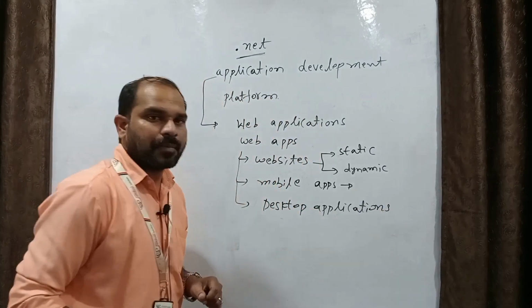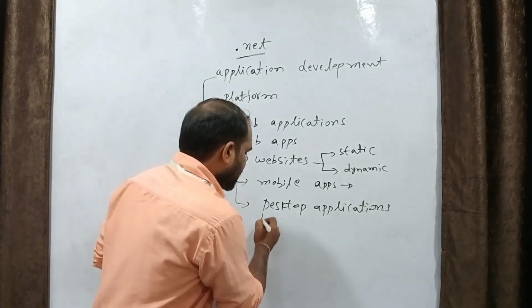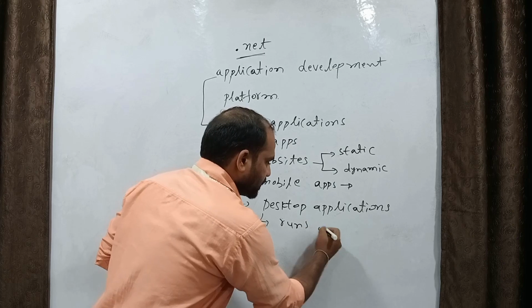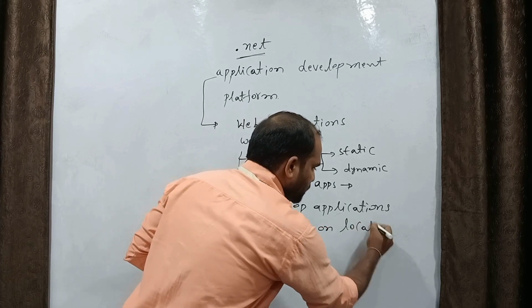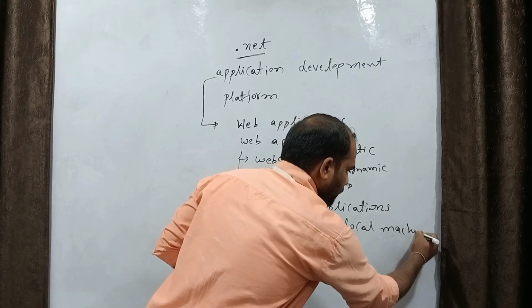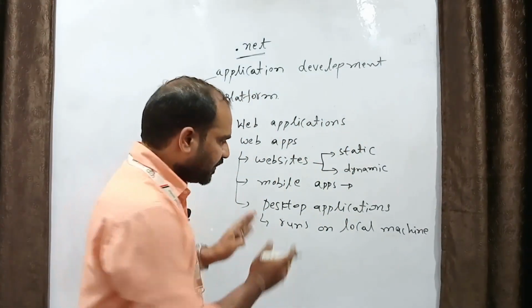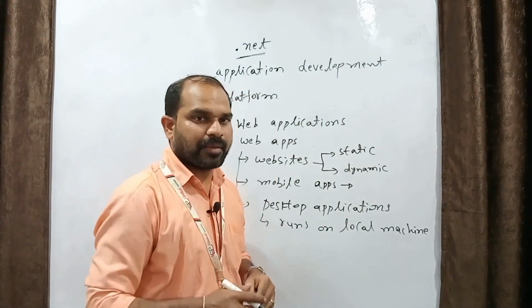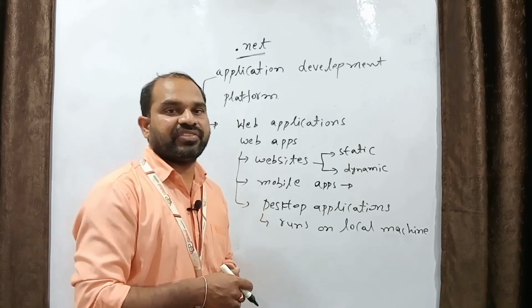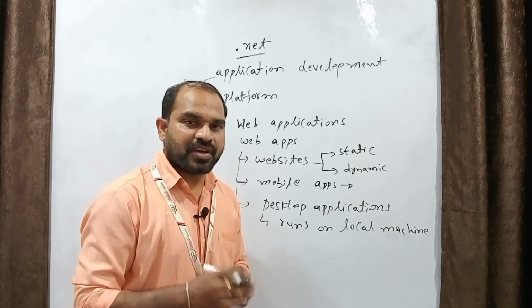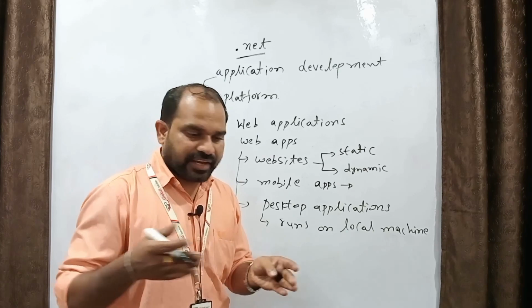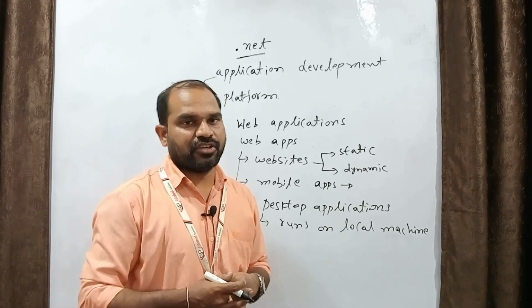So what are desktop applications? Desktop applications run on the local machine. For every computer, for every machine, the application should be installed. For example, if I want to use MS Office, I need to install that MS Office application in my laptop or in my system. Then only I can make use of it.